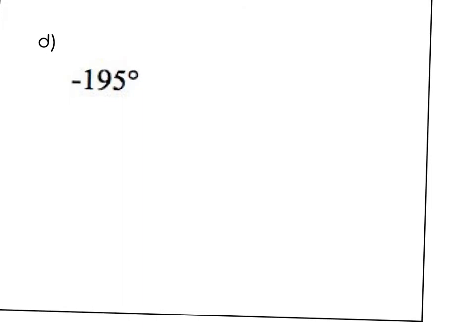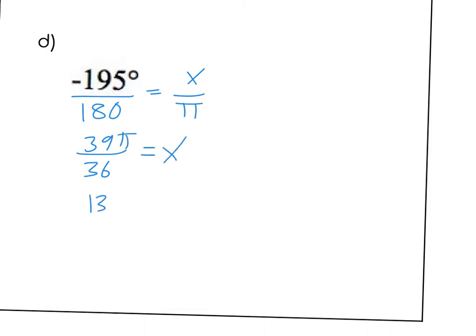For negative 195, I'm going to use my proportions again. So we got that over 180 is equal to x over pi. Negative 195 divided by 180. Okay, on the bottom that would be 36. On the top that would be 36 plus 3 more is 39. Move the pi to this side. I can reduce that to 13 pi over 12 is equal to x.